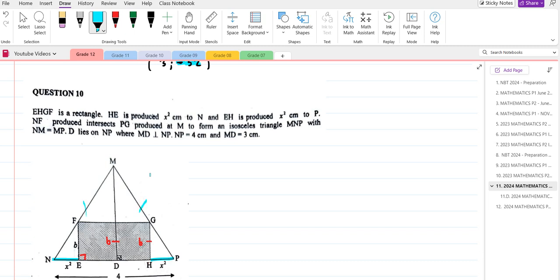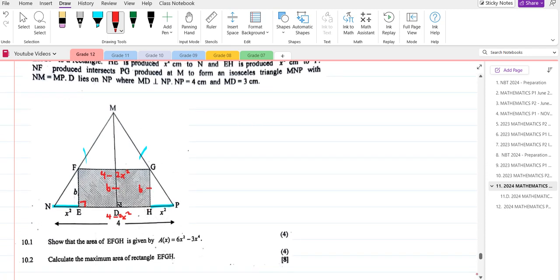Alright, D lies on NP where MD is perpendicular to NP. NP is 4, so the distance from E to H will be 4 minus x squared. Alright, so this will also be 4 minus x squared. Right, 4 minus x squared? No, 4 minus 2x squared, because the entire distance is 4, minus x squared twice is minus 2x squared. So 4 minus 2x squared. Right, and MD is equal to 3.